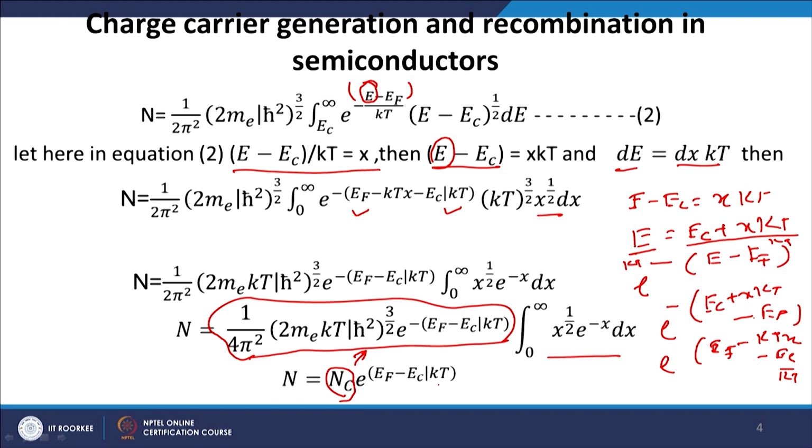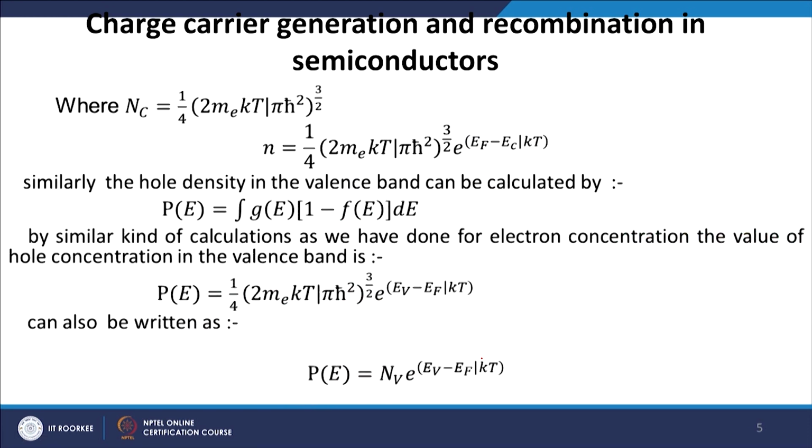You look that in the last slide we have written n is equal to Nc e to the power (Ef minus Ec) by kT, and how was it coming? We have considered this as a constant, and this was a standard integral which was like the gamma function, and from the gamma function value we have substituted this standard integral value here, and by simple calculations and simplifications we got the value of the electron density like this, n is equal to Nc e to the power (Ef minus Ec) by kT, and we got the hole density in the following slide, p is equal to Nv e to the power (Ev minus Ef) by kT.